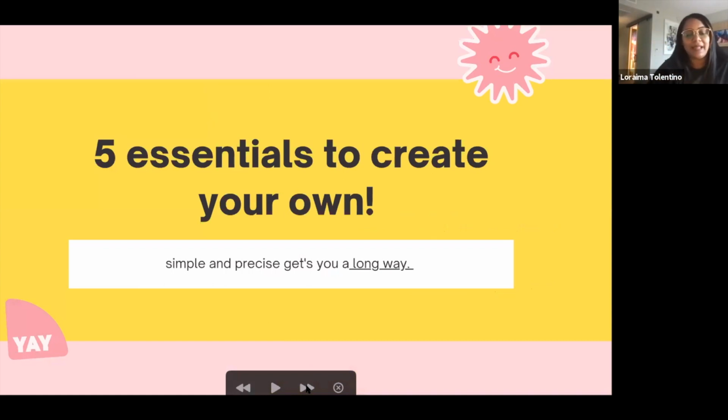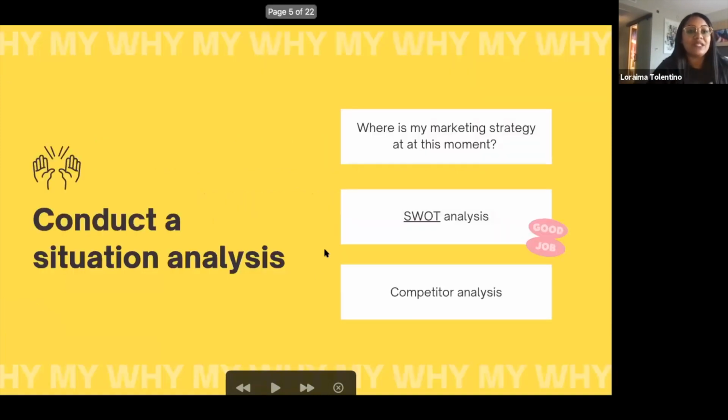Sometimes a marketing plan can be a little scary, because if you type marketing plan template online, it's very long, it has a lot of pages, it can get overcomplicated. So let's try the simple and precise way to make sure that you have your tactics in place and a good strategy. The first part of our marketing plan will be to conduct an analysis of your situation.